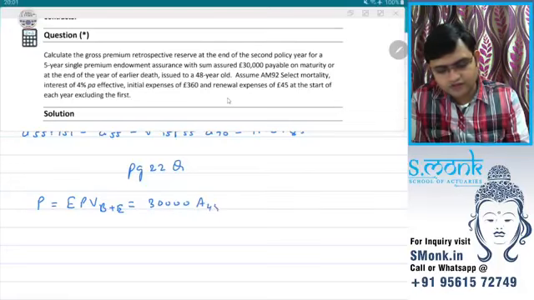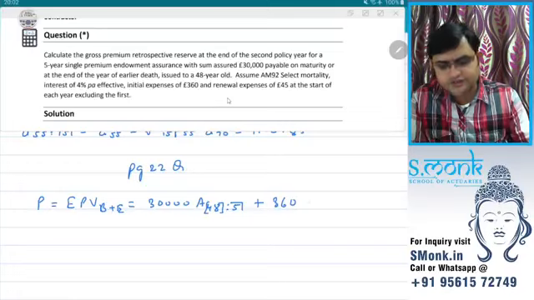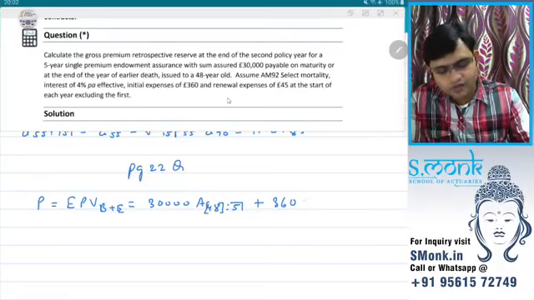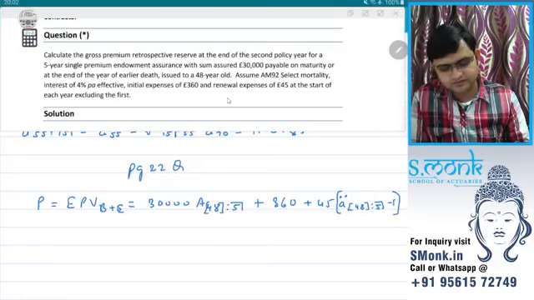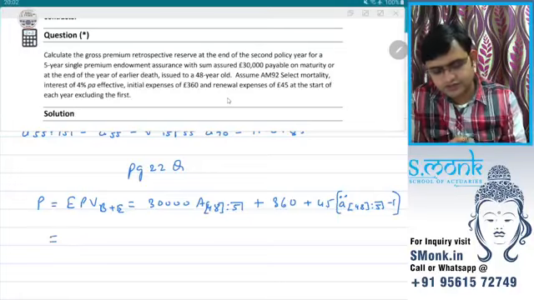So it will be 30,000 A select 48, because we are talking about select mortality for 5 years endowment value, plus the expenses we have 360, and then we have renewal expense at the start of each year excluding the first. So plus we will have 45 A due select 48 5 minus 1. So single premium.